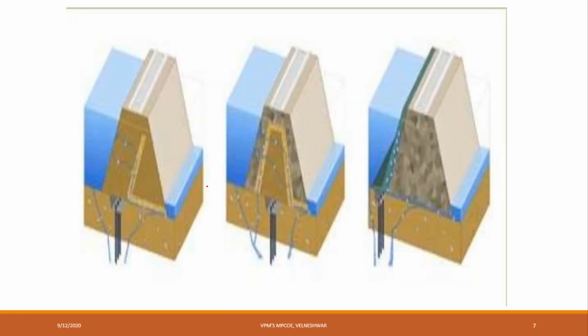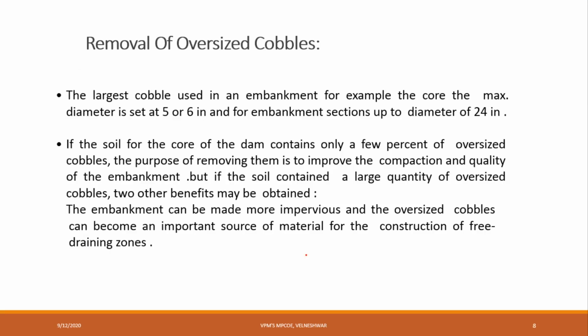Next, here we can see thin core and thick core. As I said, here he is providing the thin core in one location, and here also he can provide it, like this. Next, removal of oversized cobbles. The largest cobble used in an embankment is an example of a small core. The maximum diameter is set for 5 or 6 embankment sections, up to a diameter of 24 inches.